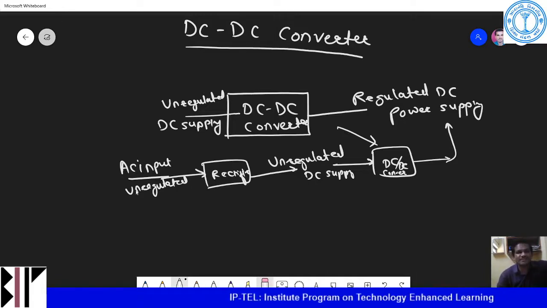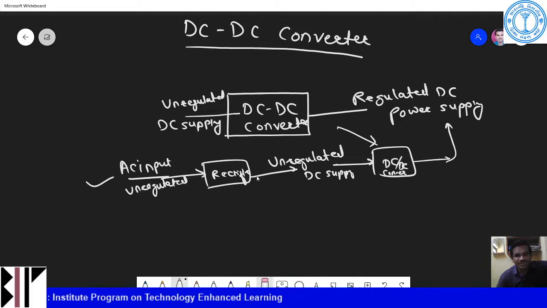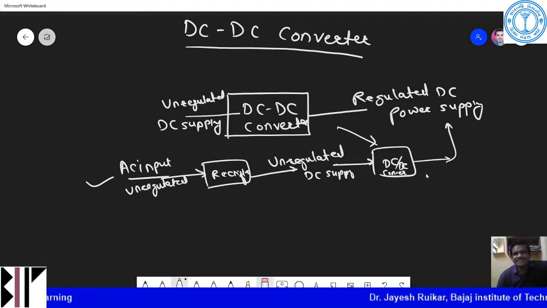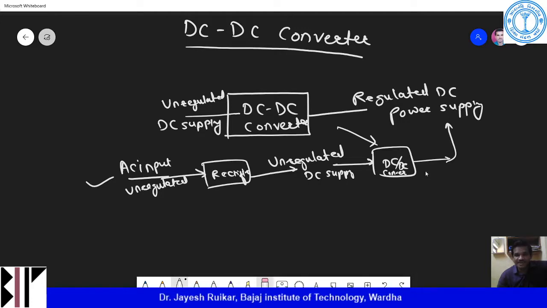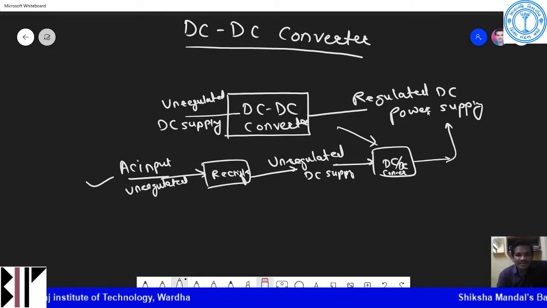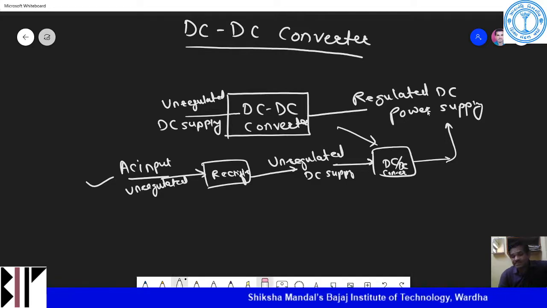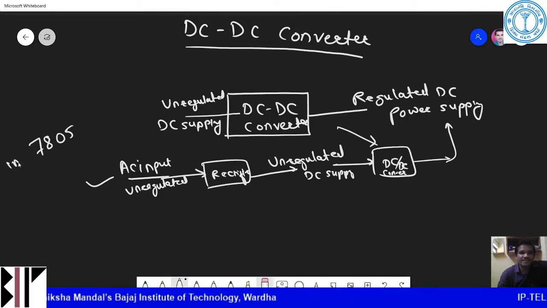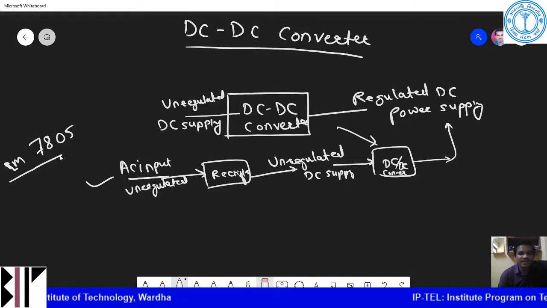Likewise, in a mobile charger we have the AC input unregulated voltage supply. We feed that to the rectifier, and the rectifier output is an unregulated DC supply, which we feed to the DC DC converter. There are various DC DC converters; we'll talk about them. After the DC DC converter output, we get a regulated DC power supply. By regulated DC power supply I mean, as we have seen, the IC LM7805. It is your voltage regulator, also called a linear converter.